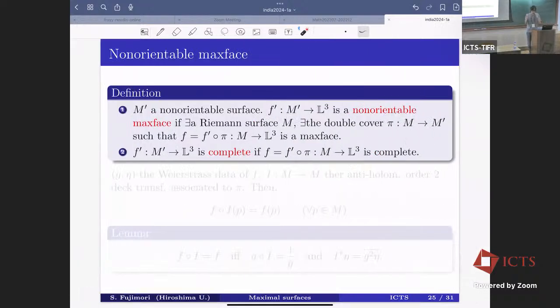Okay, now I stop here, and tomorrow I will talk about non-orientable maximal surfaces. We don't have non-orientable surfaces in L3, but if we allow singularities, then the direction of the unit normal changes across the singular curve, and then we can define non-orientable surfaces. So tomorrow I will give the talk about this. So today I finish here. Thank you very much.